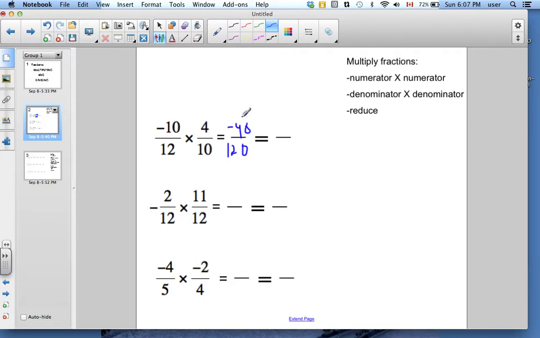The next thing we're going to do is say, okay, well, what can negative 40 be divisible by, that 120 can also be divisible by? So you're going to have to think about your times tables here and how you can reduce this to the lowest terms. Well, both of them, once you've thought about it for a while, can be divisible by 40.